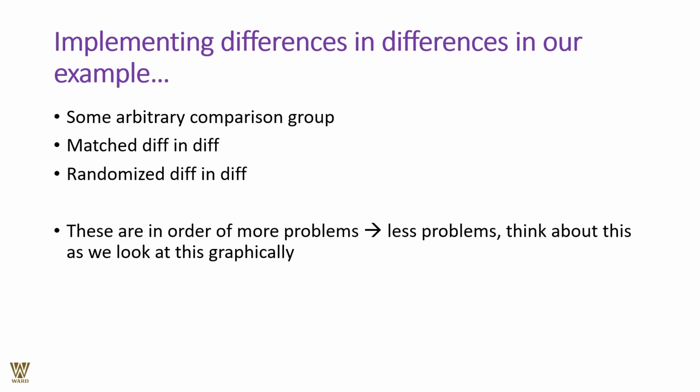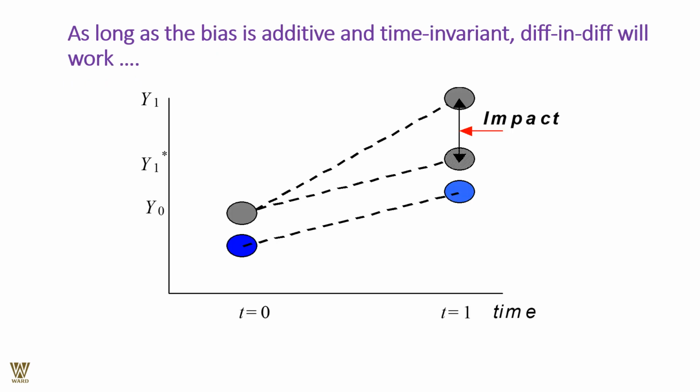Let us look at the differences in our example. We might have an arbitrary comparison group, we might have matched differences in differences and randomized differences in differences per se. These are in order of more problem to less problem. Think about this as we look at it graphically. If you look here, it is simple and straightforward. We see two parallel lines, right? If you can see this, you will be able to see what I am trying to tell you. These are the two parallel lines.